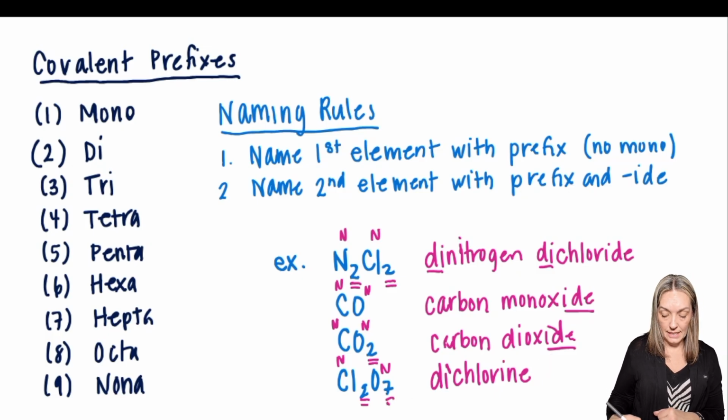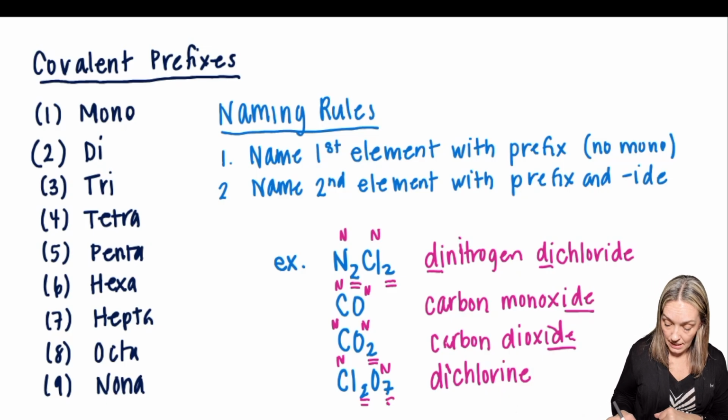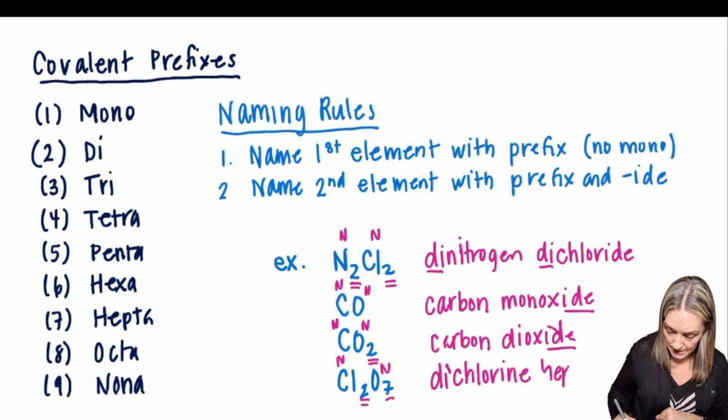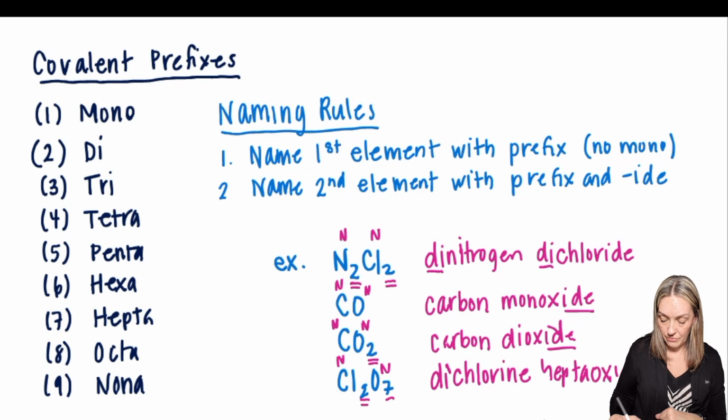And then I move to the second element. I'm going to name the second element with a prefix and that IDE ending. So I have 7. The prefix that corresponds to 7 is hepta, and oxygen becomes oxide.